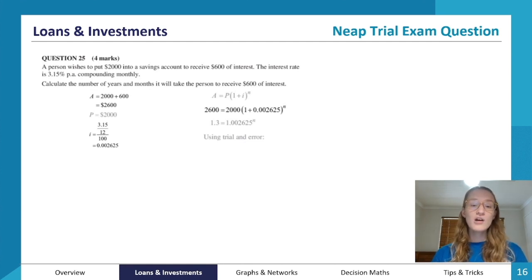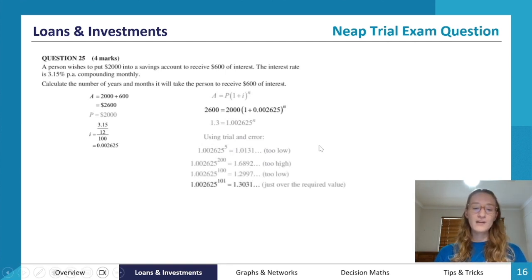So to use trial and error, we choose different values for N. We're going to say let N equal this, and we'll see if that works for our equation. So for example, what if we let N equal 5? Well, if we put this number to the power of 5, it would equal 1.0131, and the number would go on, but that's way, way lower than 1.3. We know that's nowhere near equal, so we know that N value is going to be far too low. And then what if we let N equal 200? That'd give us 1.68, which is way too high, so we know it's going to be less than 200.